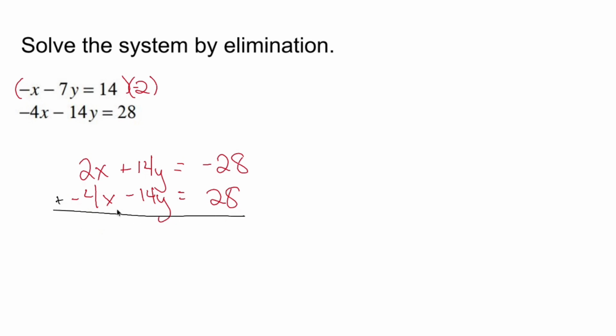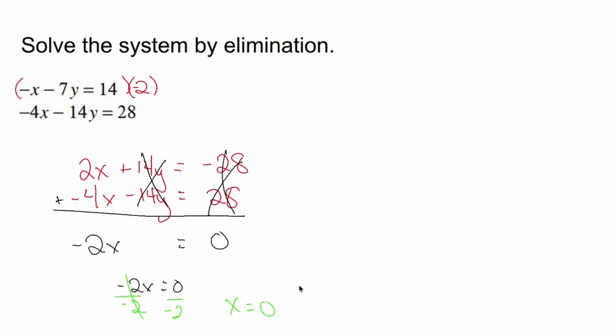Add up the rows. 2x plus negative 4x is negative 2x. The y's cancel out. Drop down the equals, and how nice, negative 28 and regular 28 also cancel out and become 0. So we have negative 2x equals 0. Divide both sides by negative 2, and x is going to equal 0.